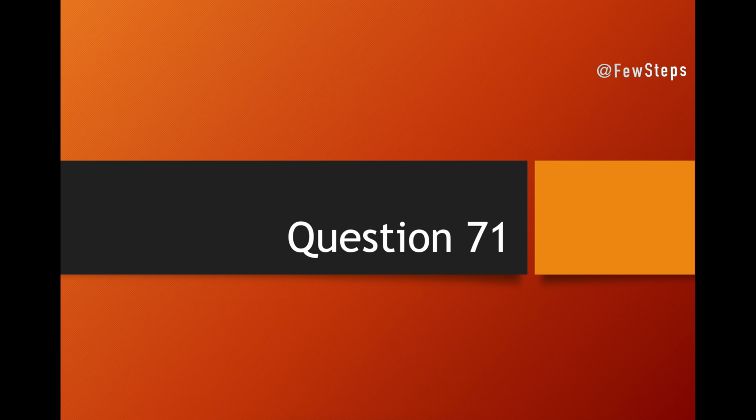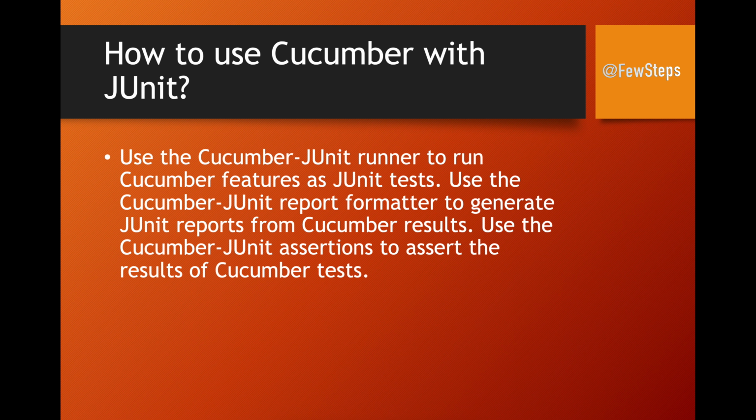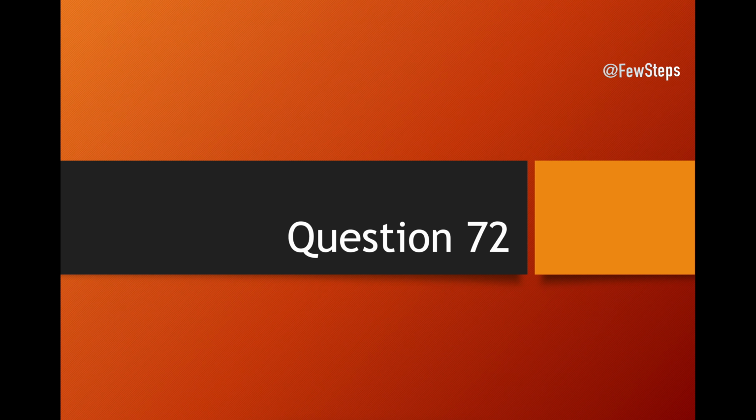Question 71. How to use Cucumber with JUnit? Use the Cucumber JUnit Runner to run Cucumber features as unit tests. Use the Cucumber JUnit Report formatter to generate unit reports from Cucumber results. Use the Cucumber JUnit assertions to assert the results of Cucumber tests.